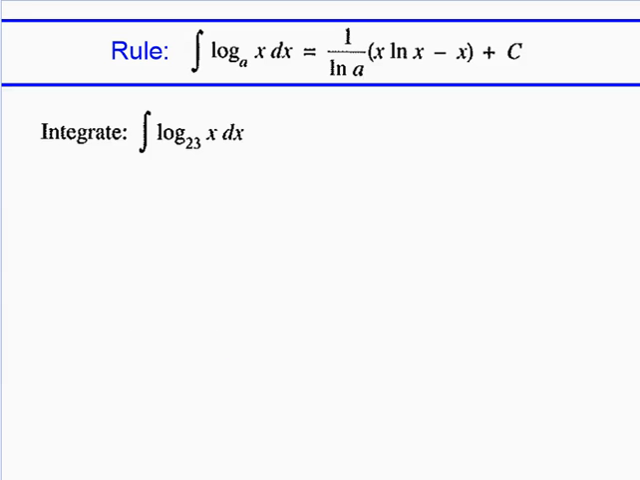So here's a nice simple one. It's not even a composite function, but we're just going to be plugging in here. So we're taking the integral of log base 23 of x dx, and so our answer is just going to be 1 over the natural log of 23 times x natural log of x minus x plus c. And that's it. So now you know the integral of exponentials and logarithms.